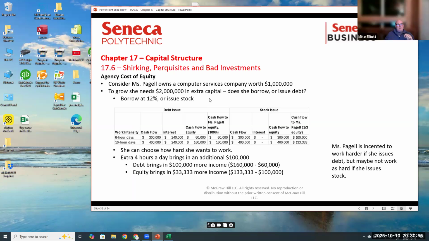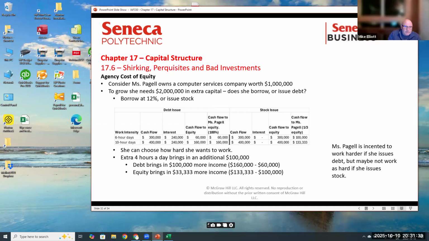Let's consider Miss Paydown. She owns a computer services company worth $1 million. To grow, she's going to have to add $2 million in capital. Do we borrow this money or do we issue stock? If we borrow, we're borrowing at 12%. If we issue stock, we have stock transaction prices, which we're not getting into, but that's the real issue. The question now is, what does that motivate her to do?